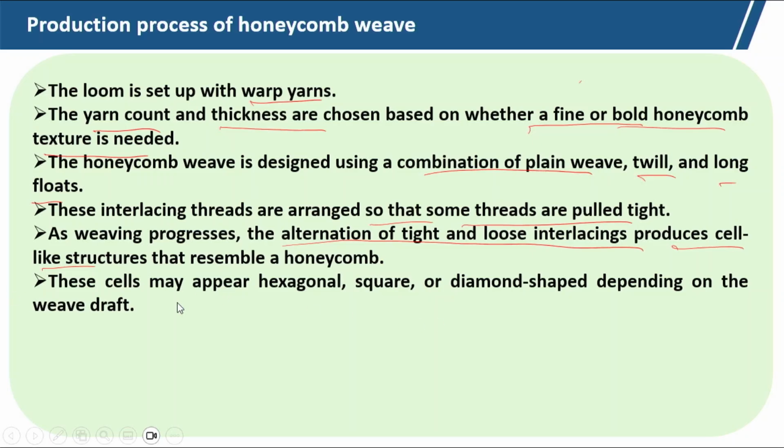These cells may appear hexagonal, square or diamond shape depending on the weave draft. So, depending on our weave, we can create different types of shapes, that means it may be hexagonal, maybe square. Because here the main requirement is that we have alternately tight and loose interlacing.